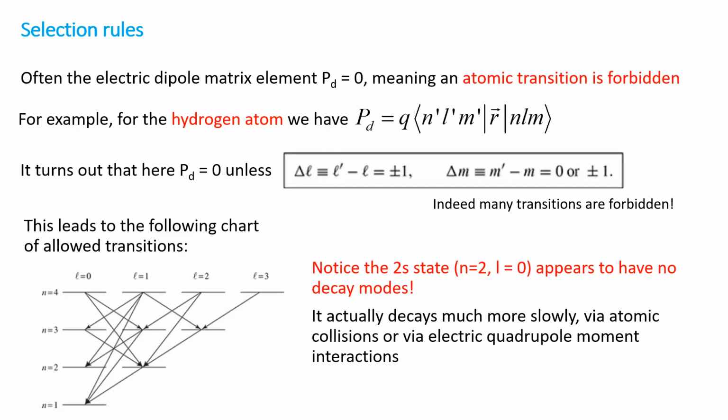And we have seen that while the electric dipole transition does cause transitions, not every transition is allowed. If this dipole matrix element is 0, which it often is, that transition is forbidden. It doesn't happen. We've looked at some specific examples in the hydrogen atom there.